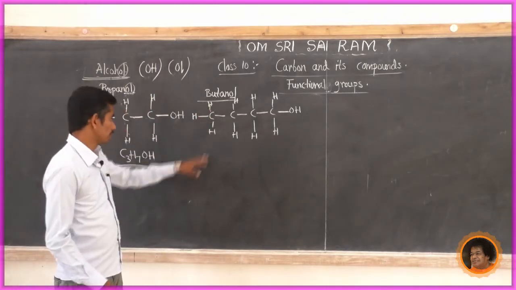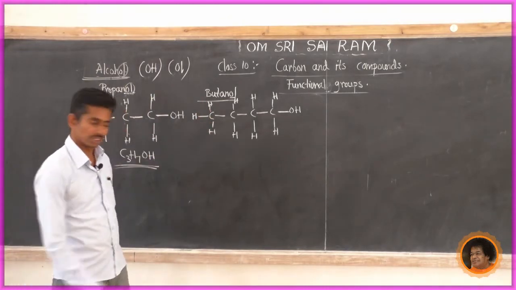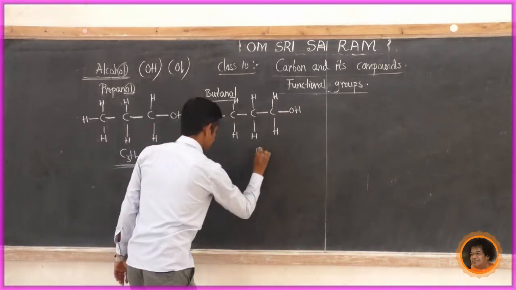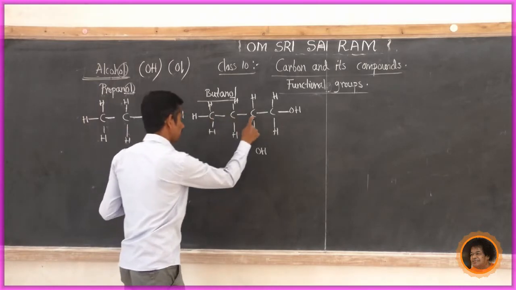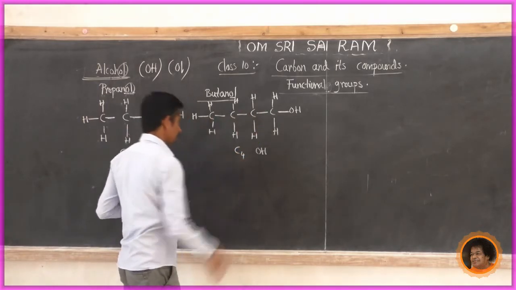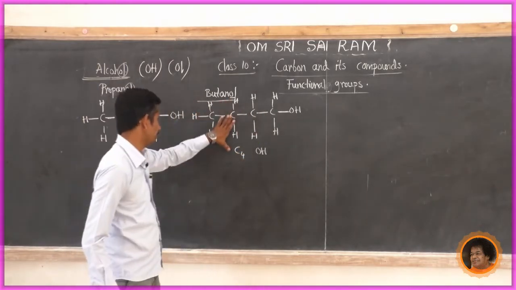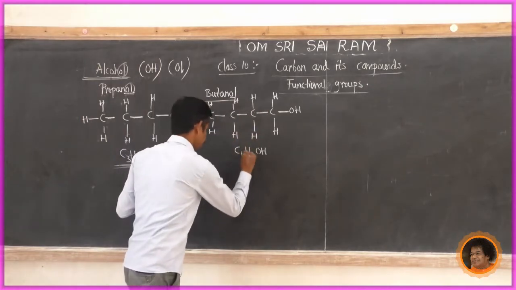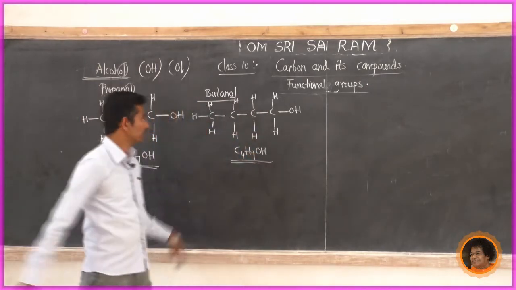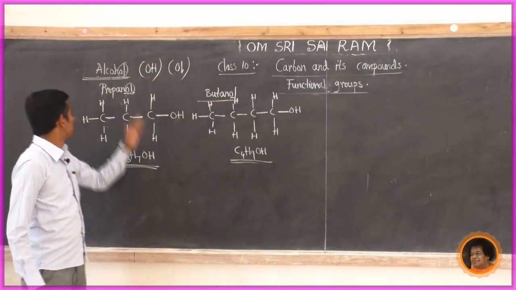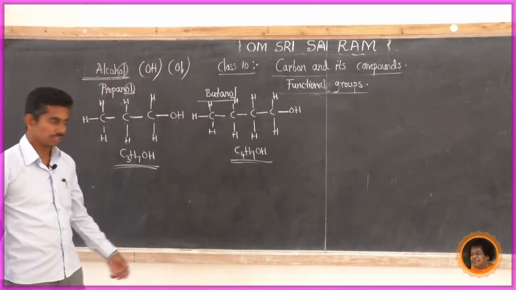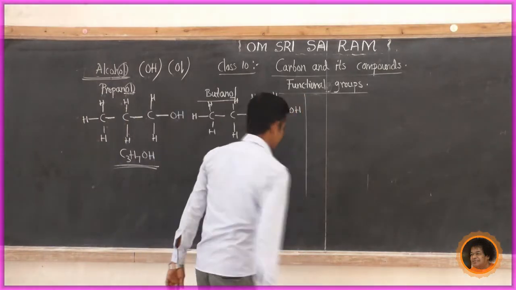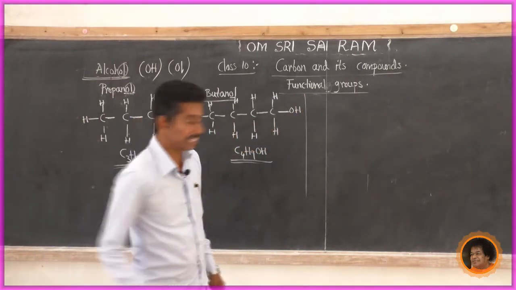Next step, write the molecular formula of this. What is the first step? Write the functional group, that is OH. Then how many carbon? 1, 2, 3, 4. So C4. How many hydrogen? 3, 5, 7, 9. So C4H9OH is butanol. This is the molecular formula of butanol. Next organic compound is aldehyde.